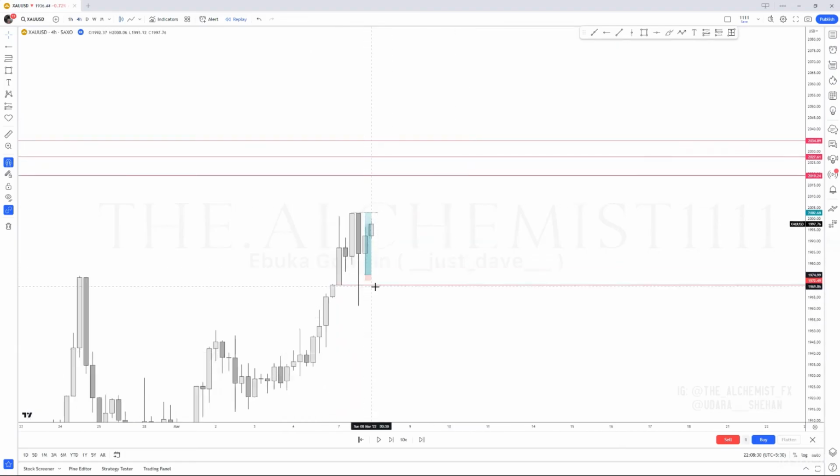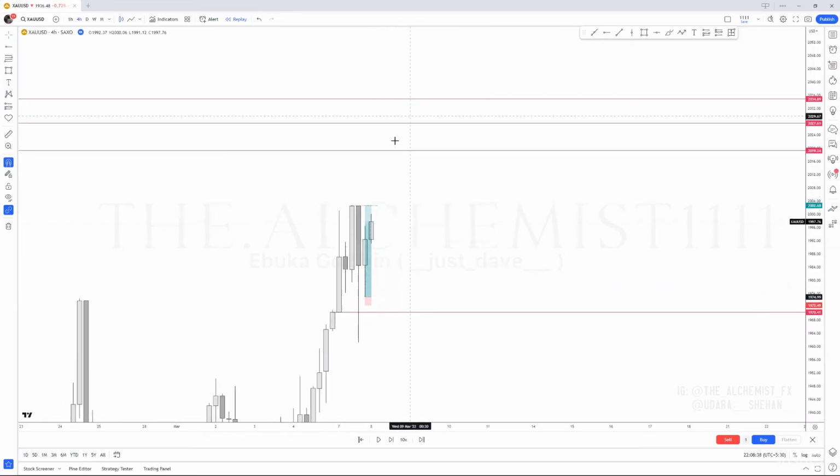This is where the daily zone is. I highly doubt if it's going to move here or not. And yeah, we're going to buy it until the market moves here. Okay, we're going to buy it until the market moves here.